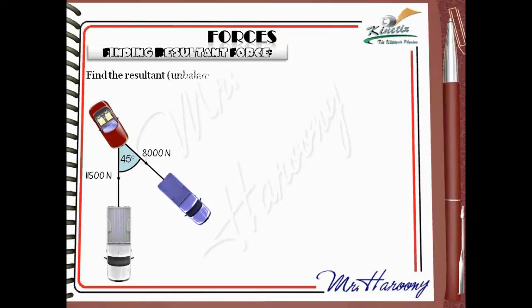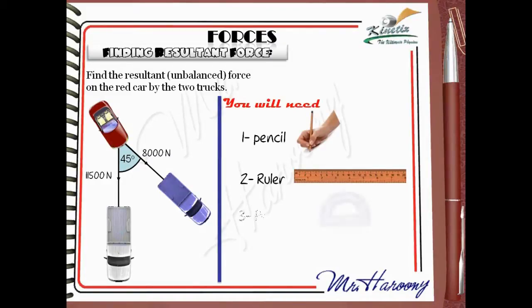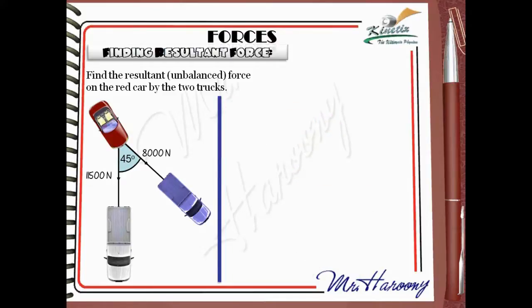To find the resultant force of these two forces using the parallelogram method, you will need: number 1, a pencil; number 2, a ruler; number 3, a protractor; number 4, a compass. The first step to draw the force diagram is to choose a suitable scale that can fit your exam paper.